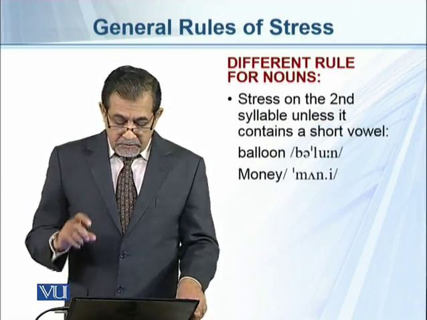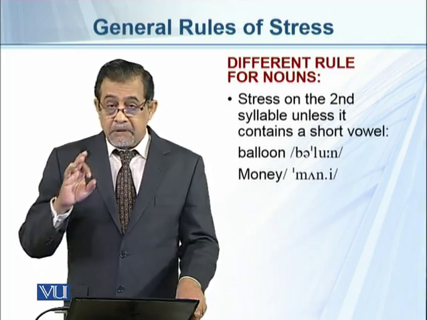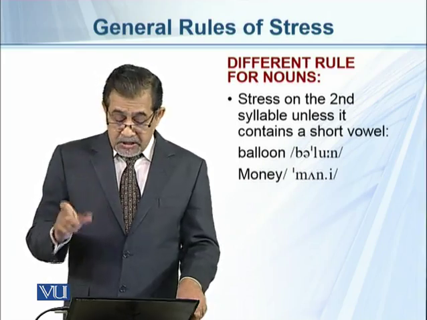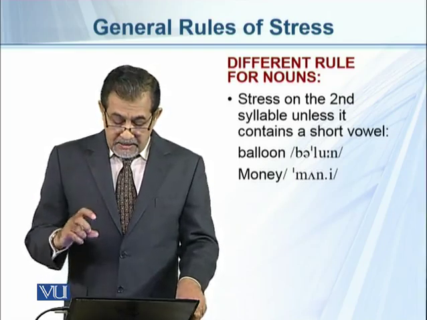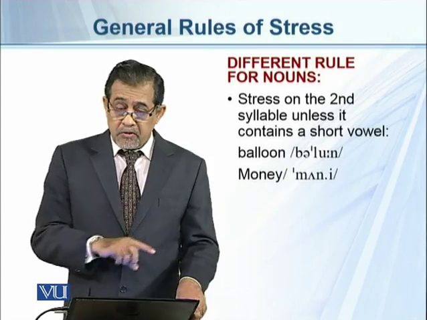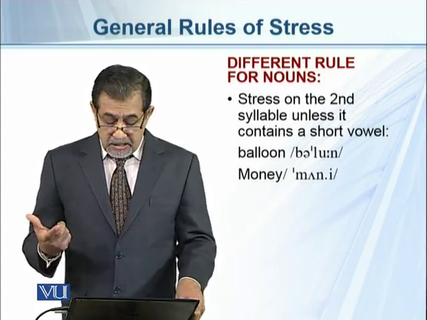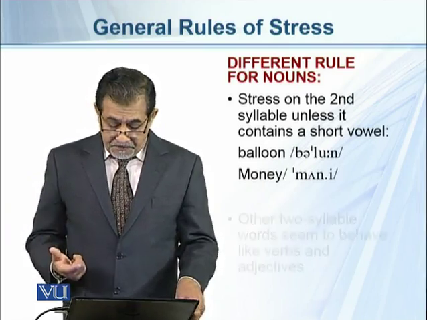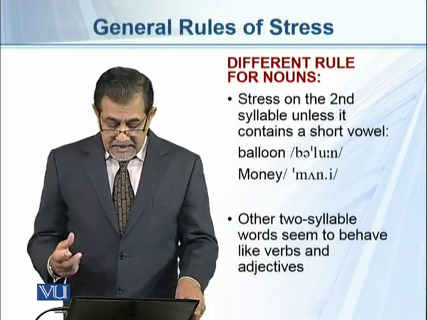Different rules for nouns. Stress on the second syllable unless it contains a short vowel. Balloon, right? So stress is on the second syllable because it has a long vowel. And money. So stress is on the first syllable because the second syllable is a weak syllable, weak form. Other two syllable words seem to behave like verbs and adjectives.